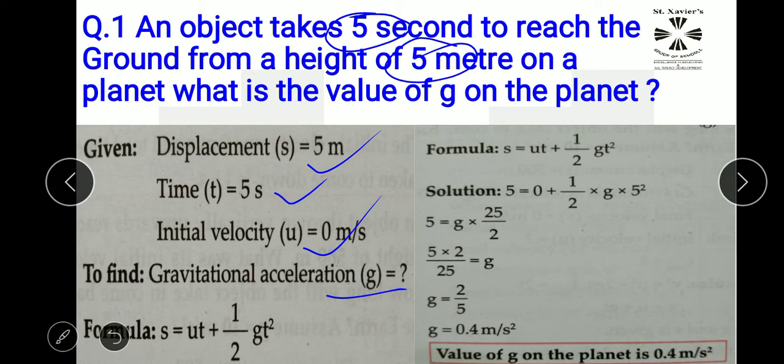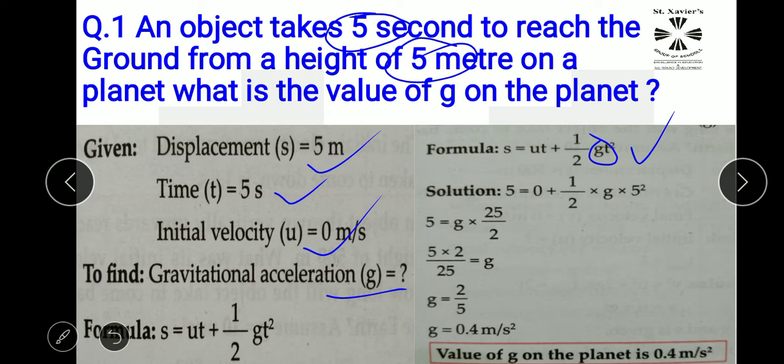Now what we will do, we will use the formula s is equal to ut plus half gt square, students. This is the second law of motion, just with a small change. Instead of a, g is written over here. Why? Because here acceleration is due to gravity. So this formula we are going to use.